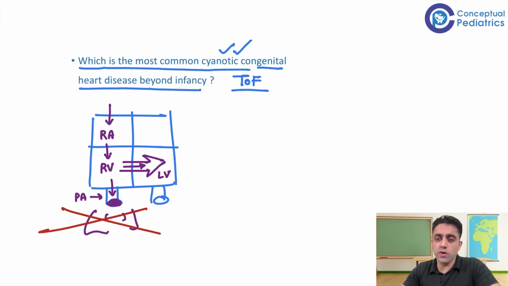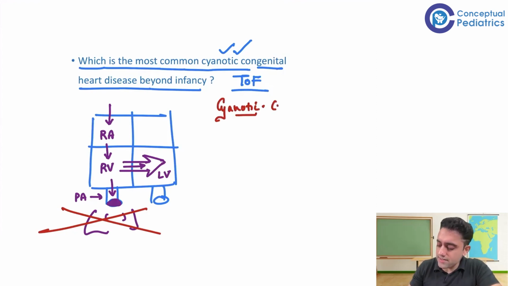Normally, the blood is going to the pulmonary artery and to the lungs. But here we have pulmonary stenosis. That is why the blood is not going to the lungs. The path to the lungs is blocked, and that is why the purification process is not going to happen. And that is why the patient is going to have cyanosis, or you can say it is a cyanotic congenital heart disease.